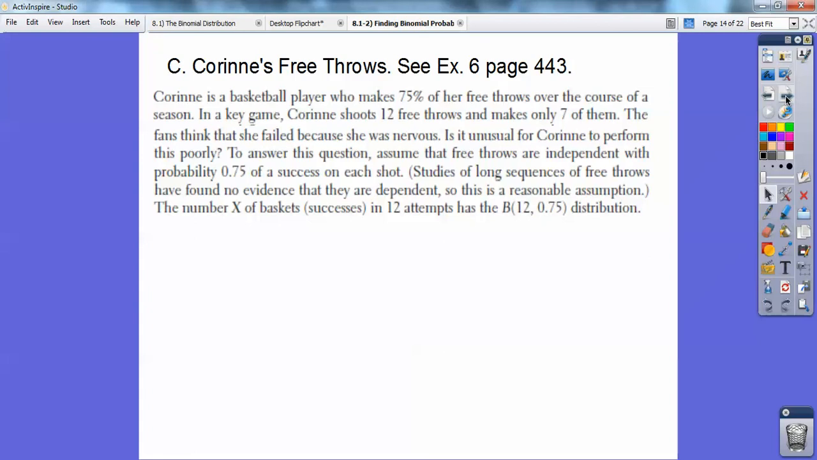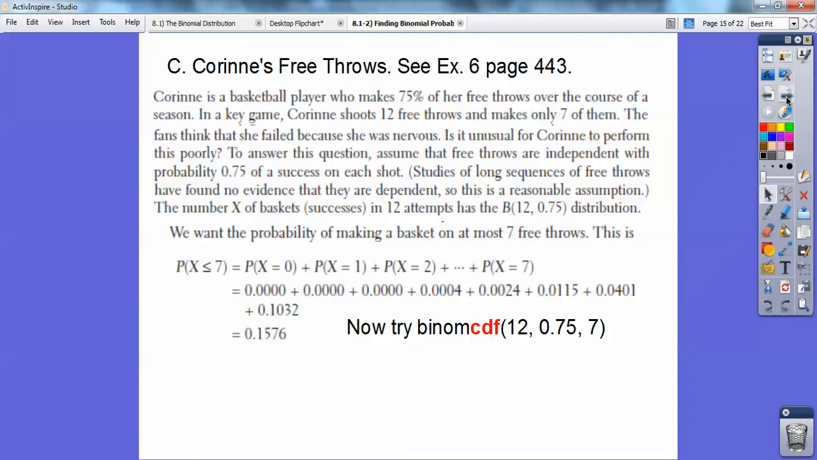So we can do our binomial probability test on this. There are 12 shots, and each shot has 0.75 probability, and we want to know: is it unlikely for her to make 7 or fewer shots? We're looking for the probability that x is less than or equal to 7. That would be the 0 plus the 1 plus the 2, all the way up to plus the 7. You plug that into your calculator and you get all of these.